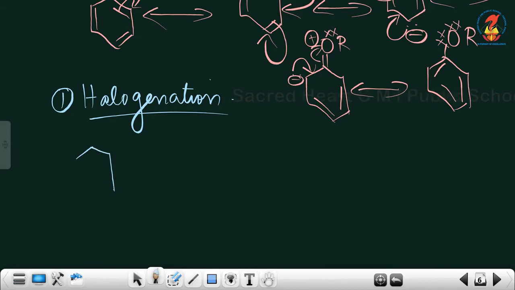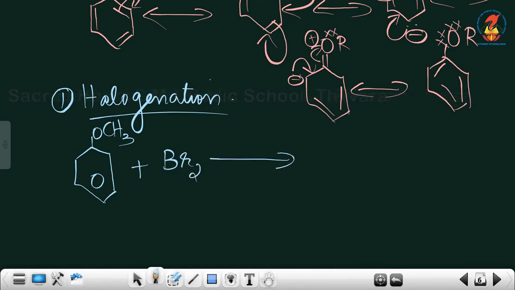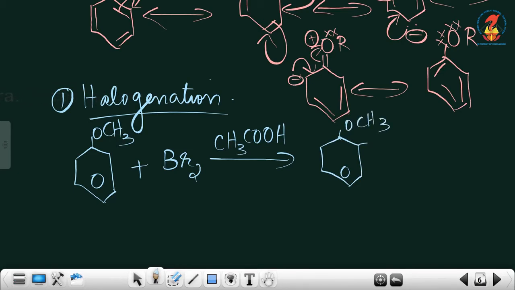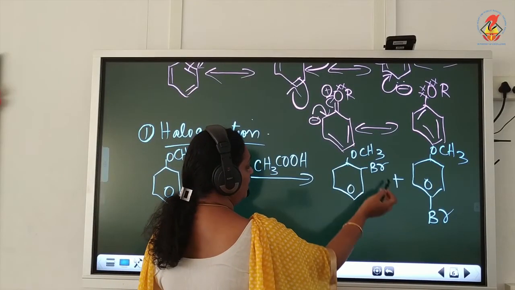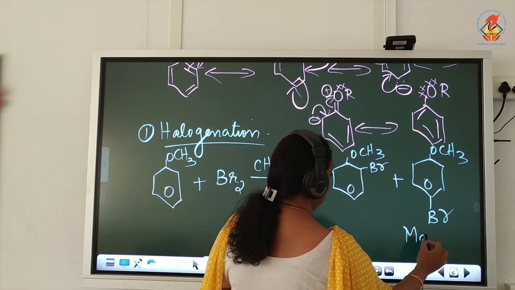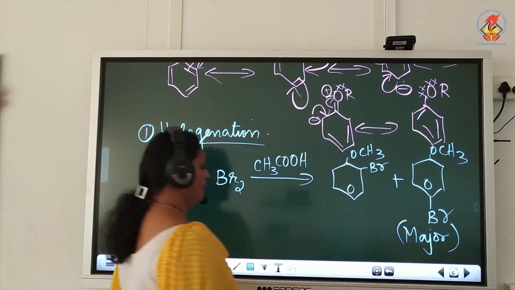So I'm going to take anisole. The formula of anisole is C6H5OCH3 plus the halogen bromine in presence of acetic acid. Here the electrophile is the bromonium ion getting attached at the ortho and para position. So we get two products, plus, this is ortho-bromoanisole and this is para-bromoanisole, and always para is the major product.